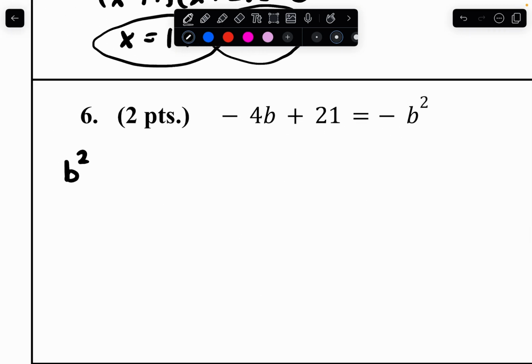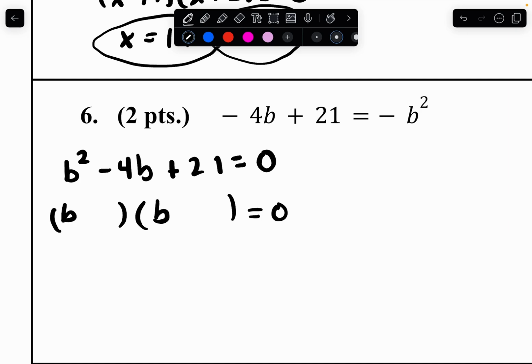Okay, now b squared minus 4b plus 21 is equal to 0. Okay, let's see, can we factor this? Two numbers that multiply together give you 21, but added together give you 4. I know 7 and 3 is 21. Did that work? Negative 7 times positive 3 is negative 21, so that didn't work. If they're both positive, then they would add up to 11, so that doesn't work. And if they're both negative, they would add up to negative 10, so that didn't work.